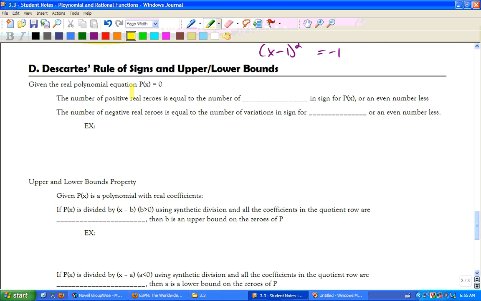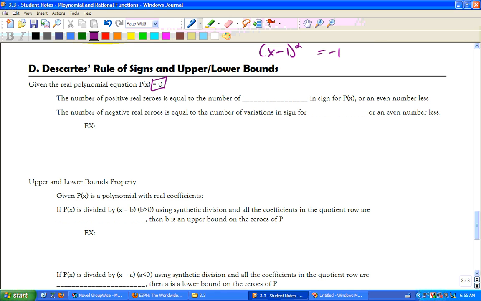Welcome back. Now we're going to look at the Descartes rule of sign changes for upper and lower bounds. This is another nice tool that lets us know what are possible zeros, or ways we can limit the number of zeros we have to check when we're trying to find all of them for a higher degree function. What it says is that given any real polynomial equation, p of x equals 0. The only important thing is you have to make sure it's set equal to 0.